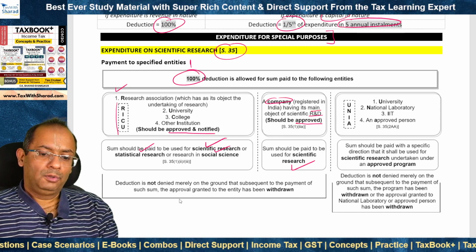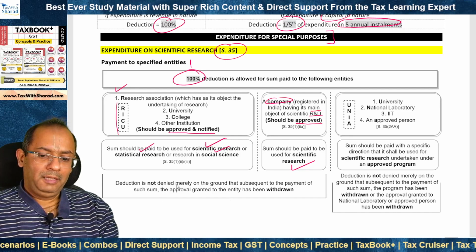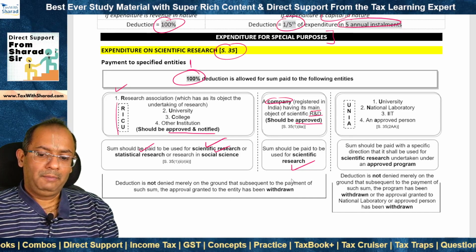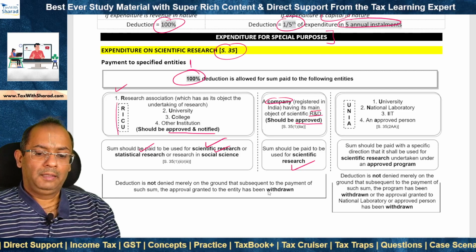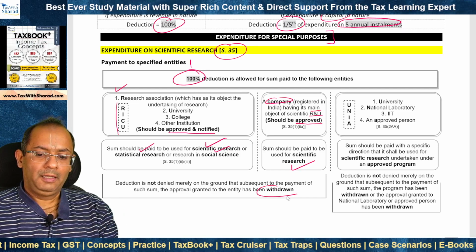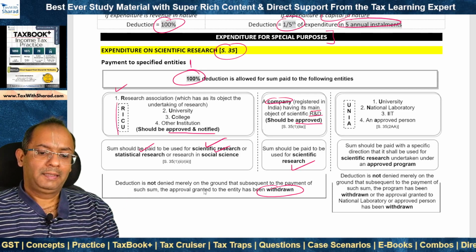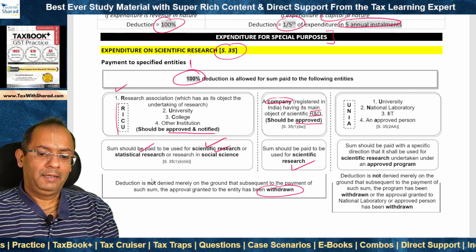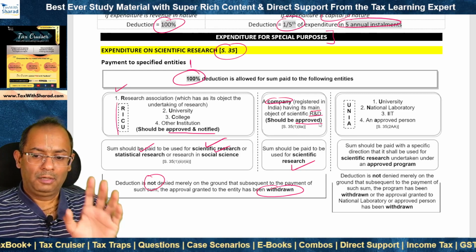research. In both these cases, there may be a situation where after the payment has been made of such sum, the approval which has been granted to the entity has been withdrawn. But in that case, the deduction is not affected. It is not denied merely on this ground.